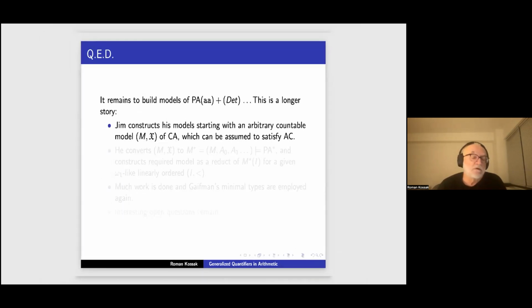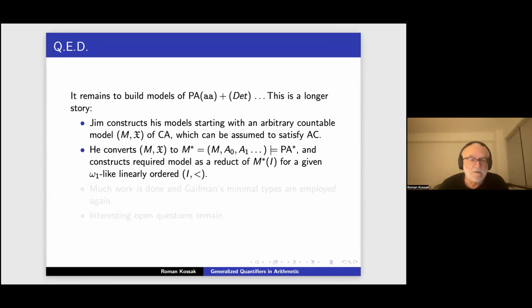But so far not a single model has been built, so we don't know whether there are any models. That's a longer story. The bulk of the paper is actually constructing these models, but it's very similar to the construction in the Schmerl-Simpson paper. You start with a countable weak model of full comprehension, and he shows that without loss of generality, you can assume that it satisfies a certain version of the second order axiom of choice.